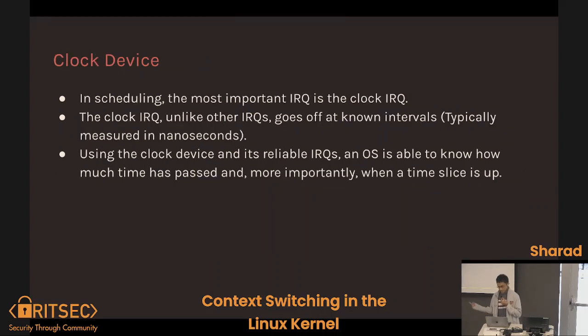The device that helps the computer keep track of time is the clock device. The clock device is literally just a clock on the CPU. It goes off at known intervals. It has a known frequency, and that frequency is typically converted to nanoseconds in software. So because the IRQ goes off at very specific intervals, the OS is pretty easily able to keep track of time, and that helps with scheduling a lot.